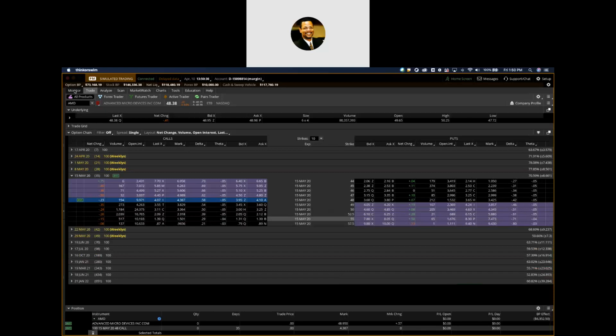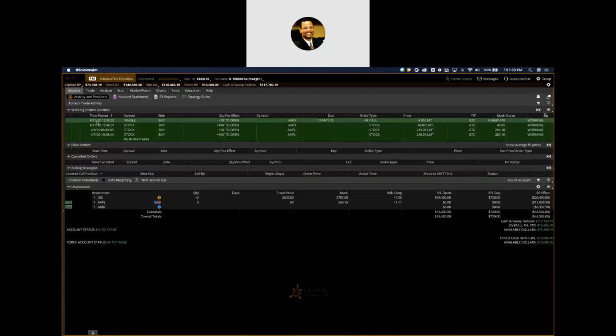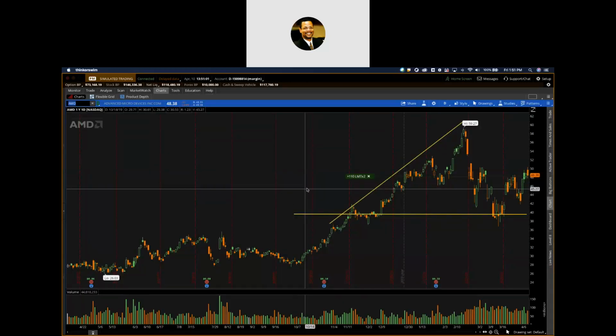So now I've bought an option. I'm going to go to the monitor tab. Now you'll see I have a single, no spread, 10 contracts. AMD expires 15th of May 2020. Strike price $48 call. It's a limit, meaning they have to fill my order at $4 or less. And I'll wait until the market opens and see how I do. I go back to my chart, and now you see I've got multiple orders on there. Any question about that? Now I've just bought an option.